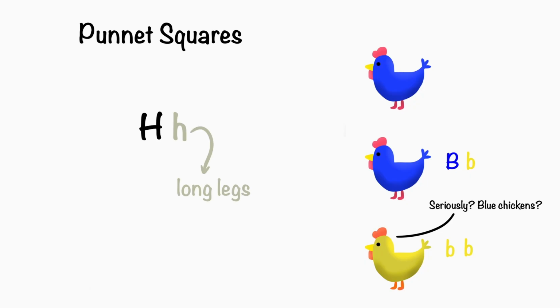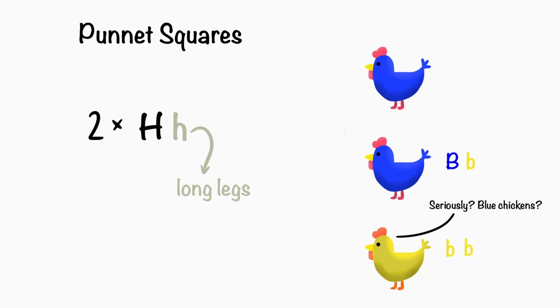Suppose we're breeding chickens with long legs. The allele which causes chickens to have long legs is recessive and represented by a lowercase h, while normal legs are due to a dominant allele, represented here with a capital H. Let's look at what happens if you breed from two heterozygous chickens.